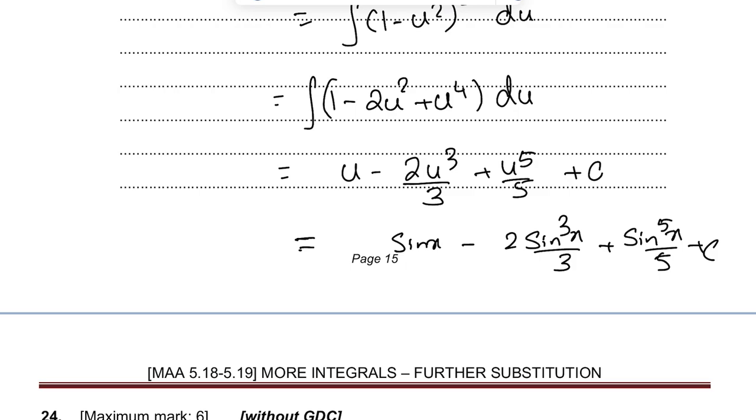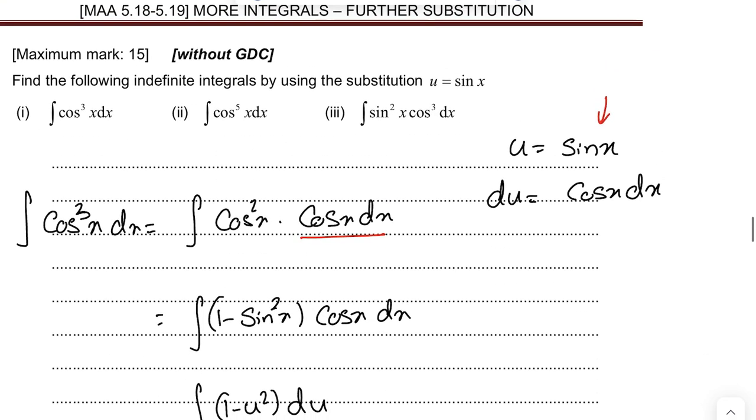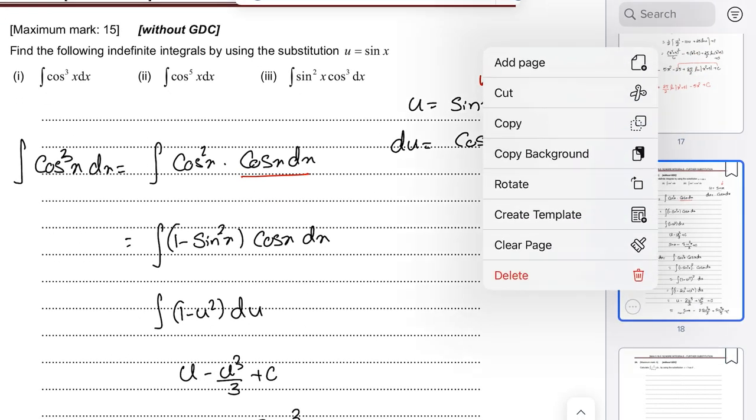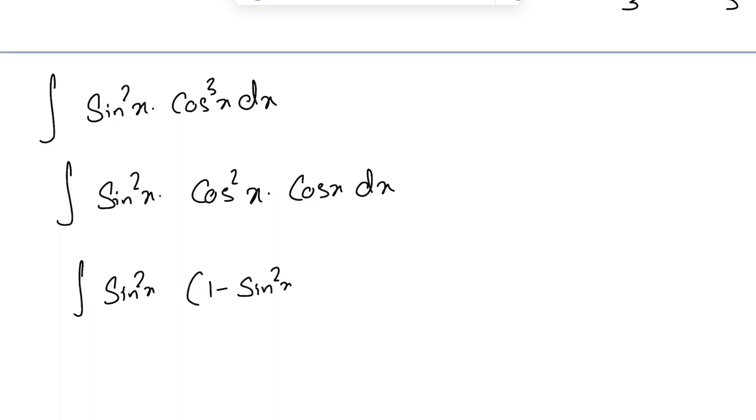Now, coming to question number 24, part 3 is also there: sin square x cos cube x. Integral of sin square x times cos cube x dx. So again, it can be written as sin square x, cos cube x can be written as cos square x times cos x dx. So cos square x is again 1 minus sin square x, and cos x dx.